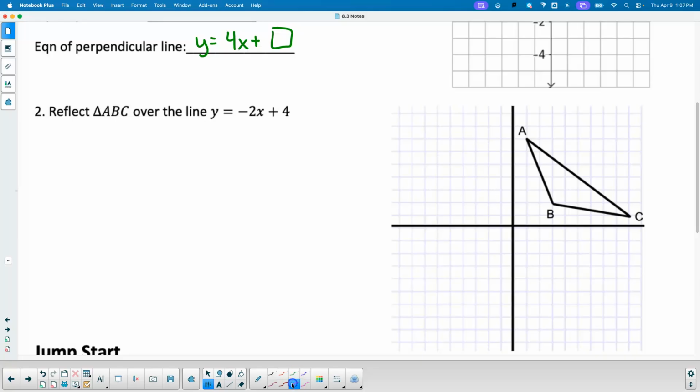So first, we've got to graph the line negative 2x plus 4. 1, 2, 3, and 4. 2, 1, 2, 2, 2, 2. Okay. So there is that one.